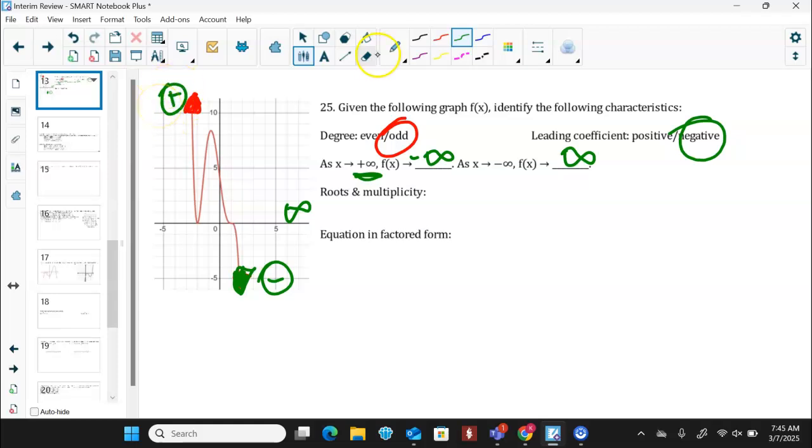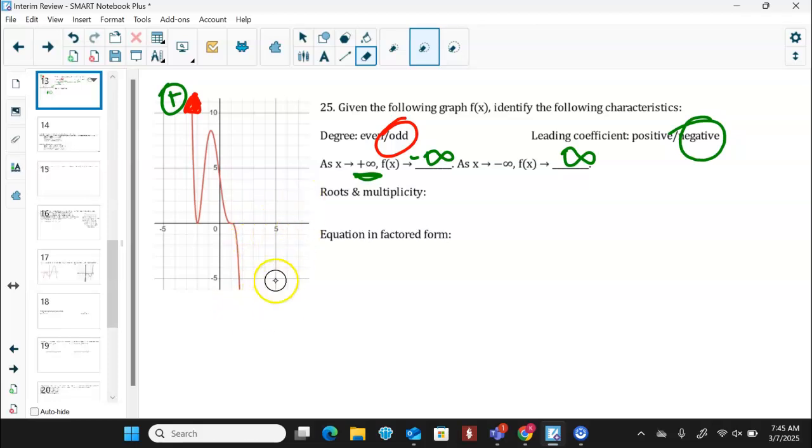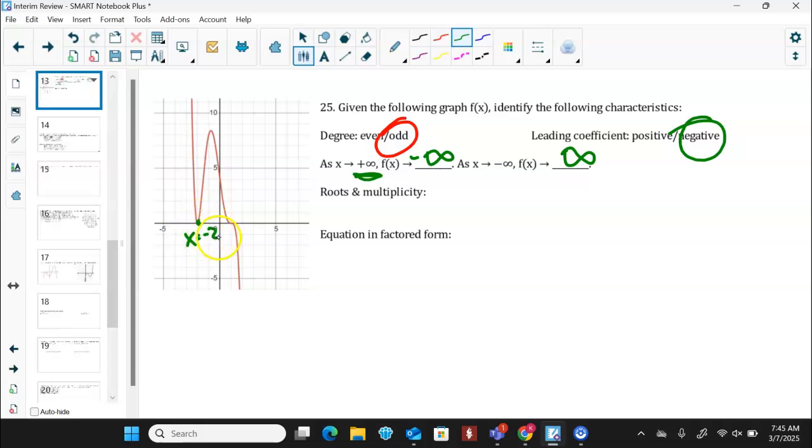Now, roots and multiplicities. Roots means the x-intercepts. So the x-intercepts right here are at x equals -2 and right here at x equals 1. Now, what is a multiplicity? It means the shape of the function right here, and how many answers are in there. At x equals -2, I have a bounce. A bounce represents a multiplicity of 2. That means there are 2 answers in there.